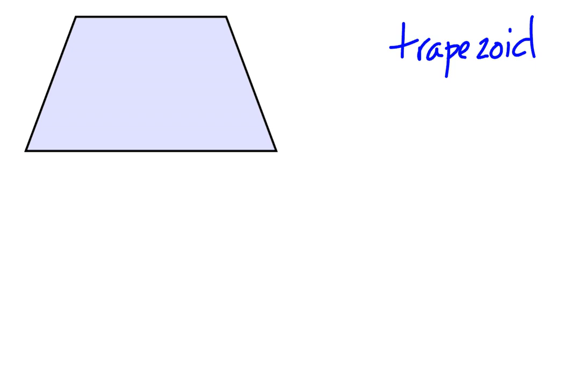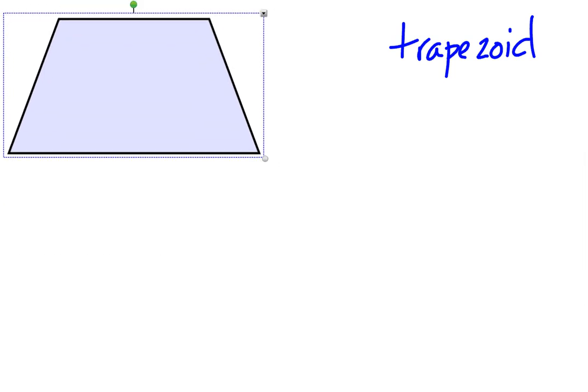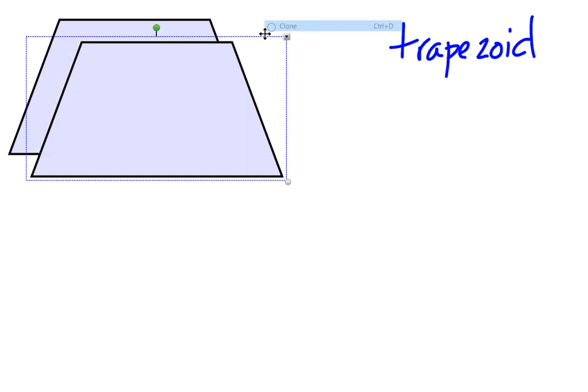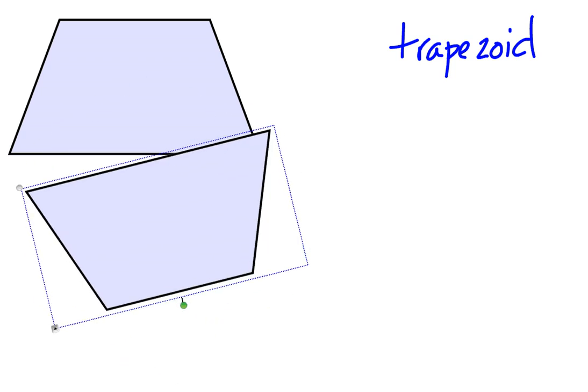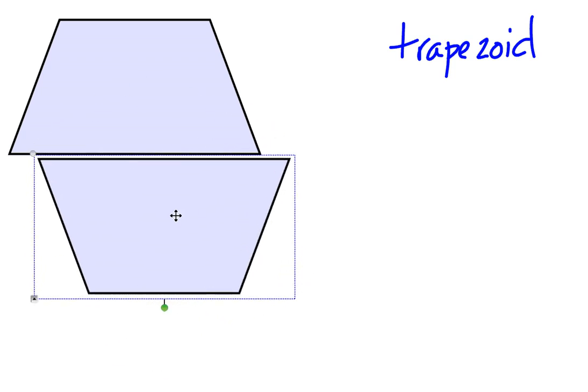Now, what's interesting with the trapezoid is that we can say the bottom is the base, but we know that, let me grab one of these here. Oops. Let me clone it. Okay, we know that a trapezoid can be found in either direction.